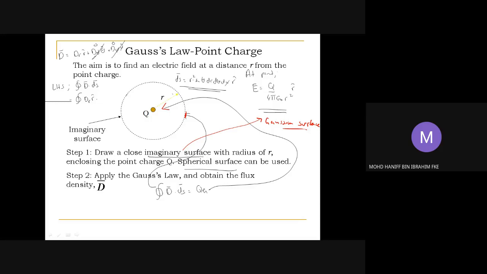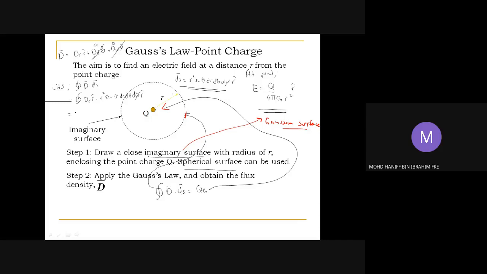So how can we obtain this? Please refer back to lecture 2. If you have any problems, you can consult me later on. So the dS here should be r squared sine theta d theta d phi, in the direction of r. And since this is a dot product, r dot r will be 1.